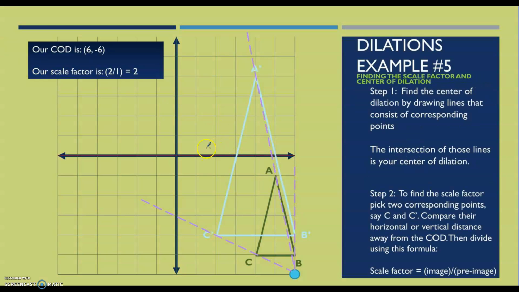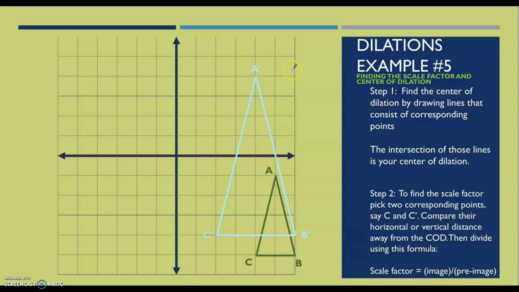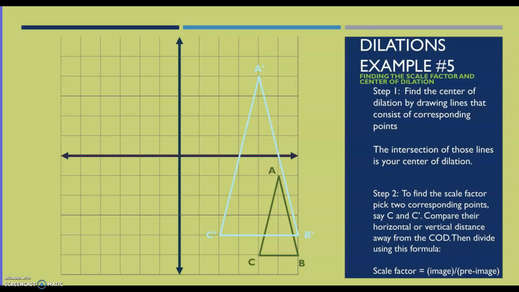Okay, so the last example that I want to look at is here you want to find the center of dilation and you also want to find the scale factor. So let's say you're given two geometric objects and you have the image and you have the pre-image. So the first thing you want to do is look for the center of dilation. And how I'm going to do that is I'm going to look at the corresponding points.